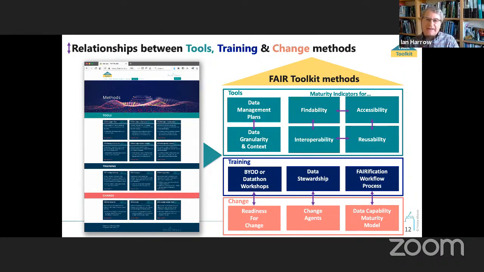I've already mentioned data management plans. Another really important judgment to be made in terms of what is FAIR enough is to consider the data granularity and context when making data FAIR. Training, data workshops, data stewardship, and verification workflow process, all really important aspects of training. And these also relate to the different change methods. We've got 3, as I've said. So this hopefully conveys an idea of how these different methods in our toolkit can be used individually and also in a coordinated manner.